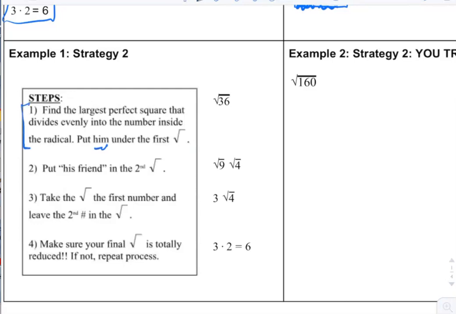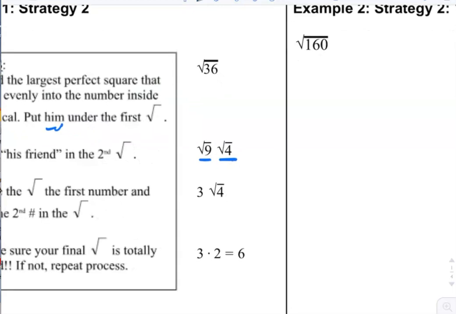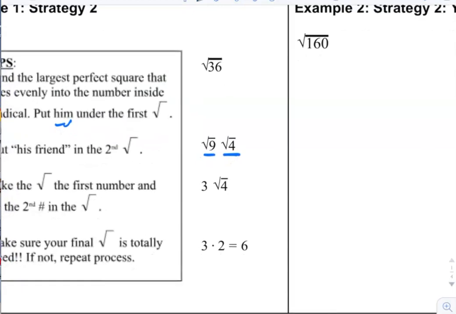Right? So say it didn't occur to me for 36 that 36 itself is a perfect square. I could break that down to the square root of 9 times 4, right? Because 9's a relatively big perfect square that goes into 36. From there, I could then take the square root of 9. I know that's 3. And then I will realize the square root of 4 is 2. 3 times 2 gives me 6 there.